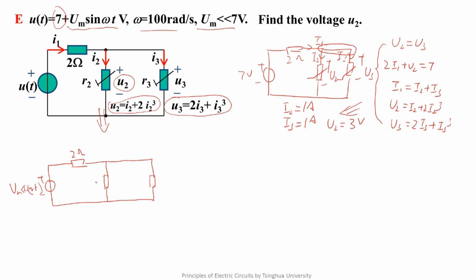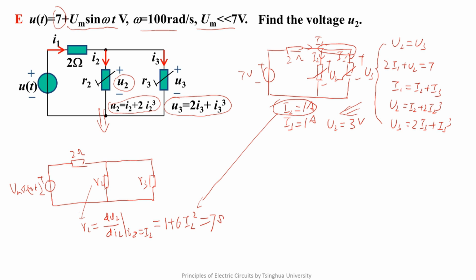We define them as R2 and R3 respectively. For R2, it's easy to find that R2 equals dU2 over dI2 at the time of I2 equals capital I2. So it is equal to 1 plus 6 times I2 squared. Substitute it into the formula, it is equal to 7 ohms.